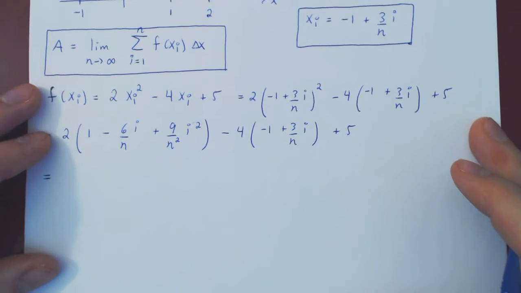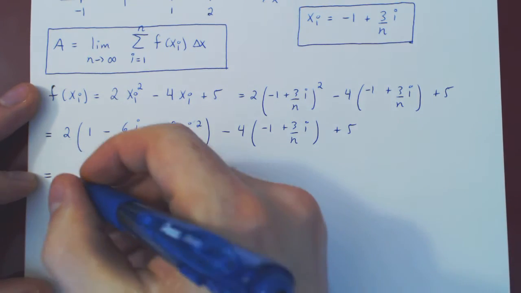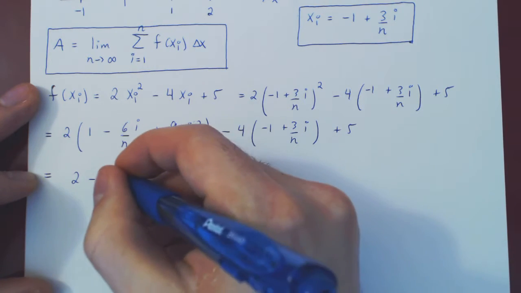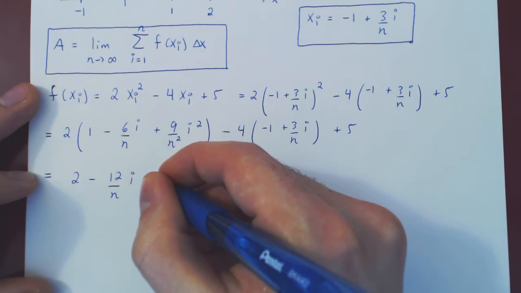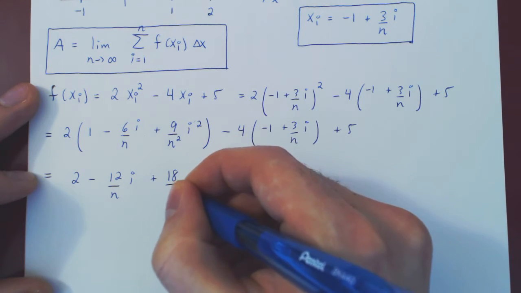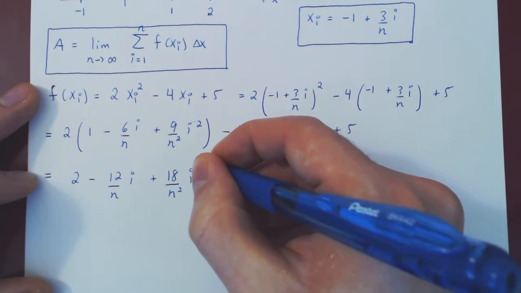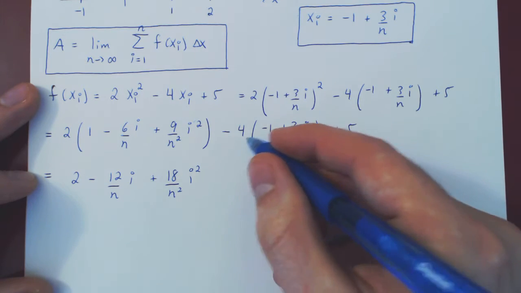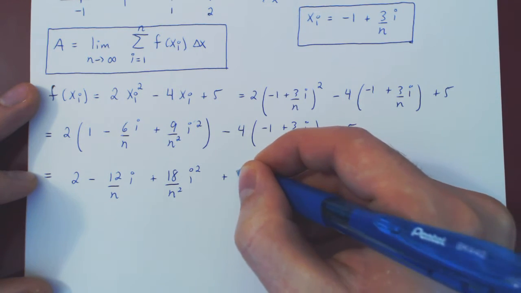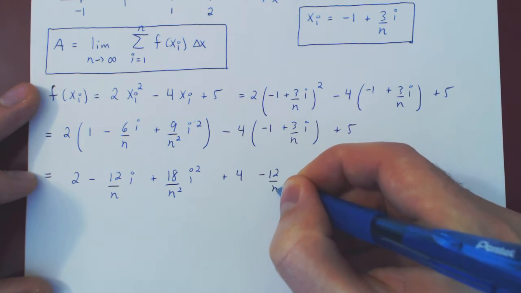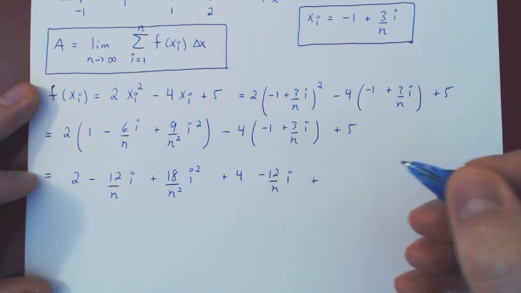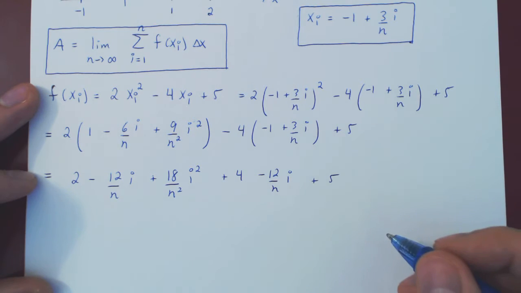So if we multiply, what do we obtain? Well, 2 times 1, 2, minus 2 times 6, 12. 2 times 9, 18. Minus 4 times negative 1 plus 4. Negative 4 times 3, negative 12 over n i, positive 5. And now we'll regroup.